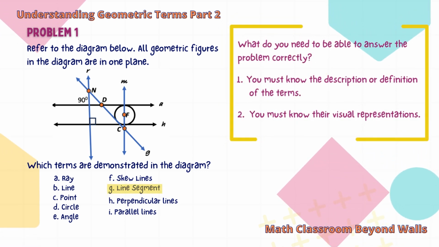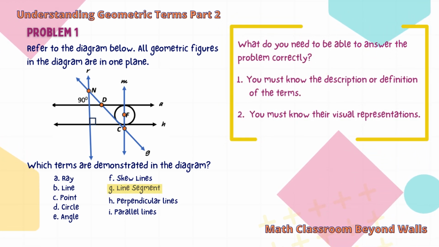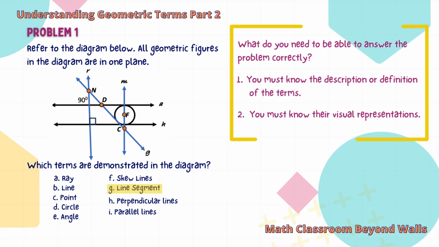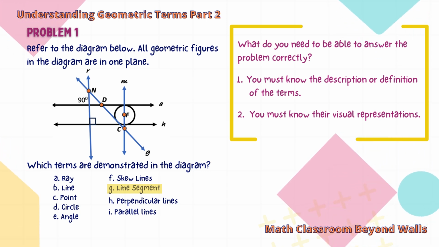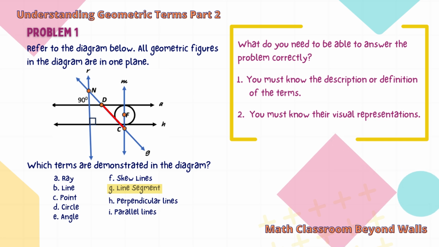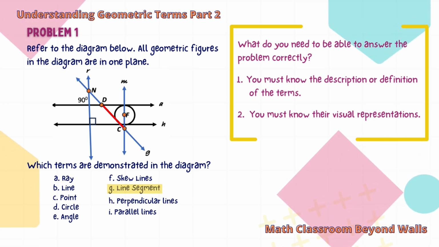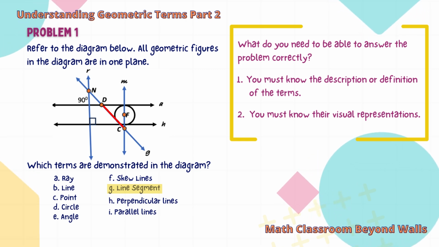Okay, next option G, line segment. Remember that a line segment has endpoints. Let us check our diagram. Do we have a line segment here? Yes, we have several. Here is one of the line segments. I'm sure you will be able to locate other line segments in the diagram.